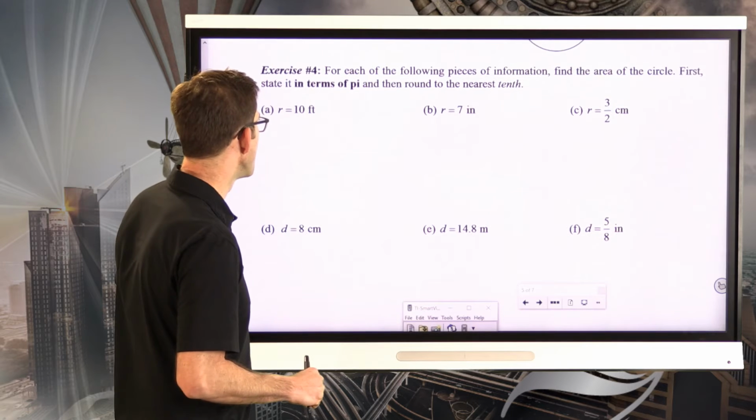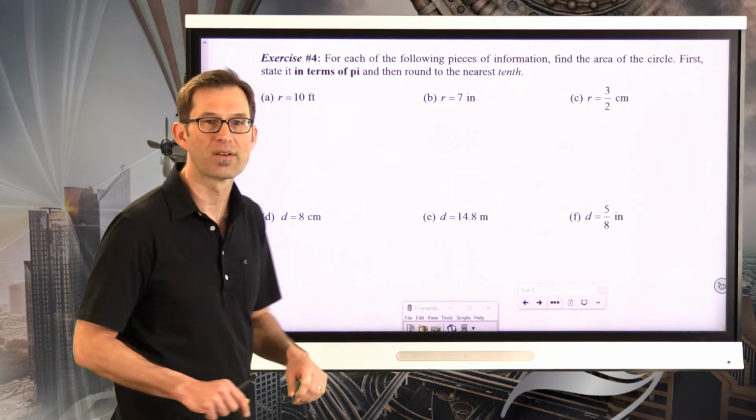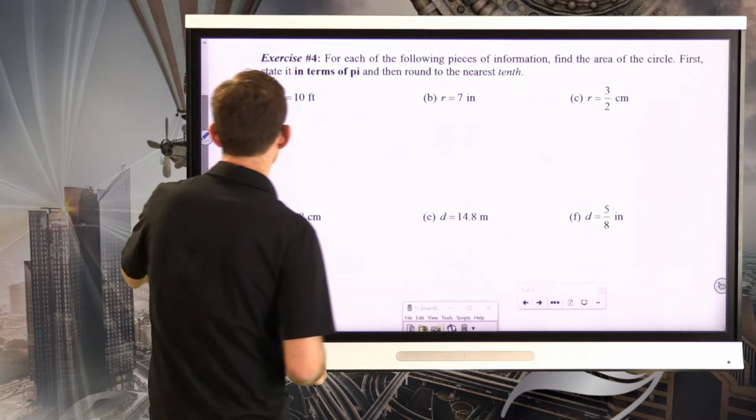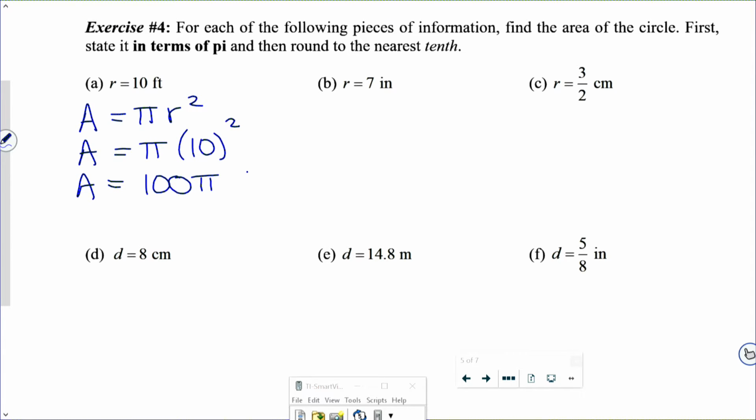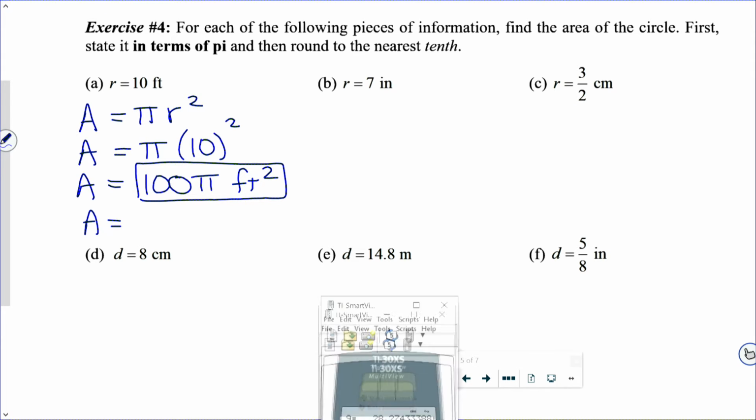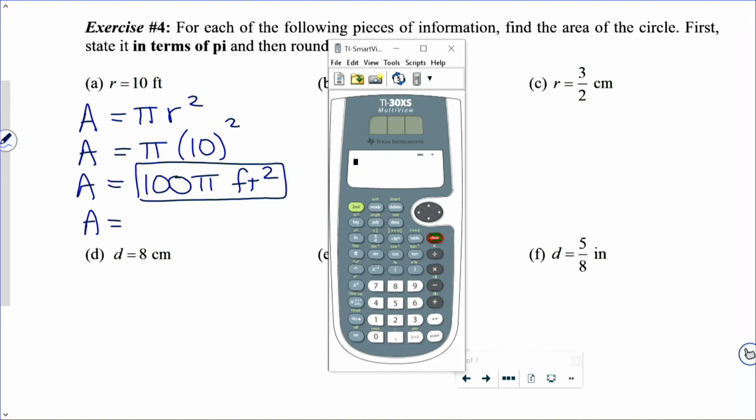All right, let me just bring it up here. I'll keep reiterating that formula time and time again. Let's do letter A together. All right, so the area is pi times r squared. So I'm going to put 10 in for my radius. Of course, 10 squared is 100. So this is my area in terms of pi. Now, if I want my area rounded to the nearest tenth, that's when my calculator becomes very, very handy.